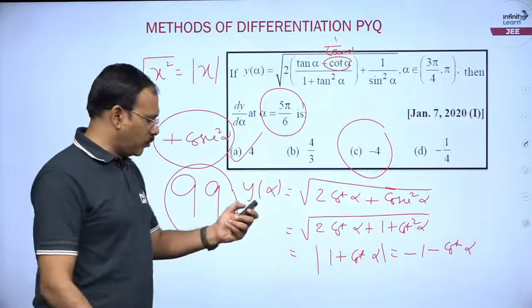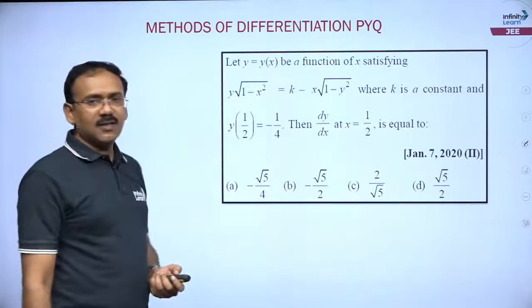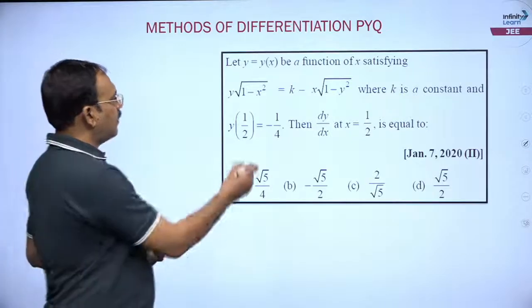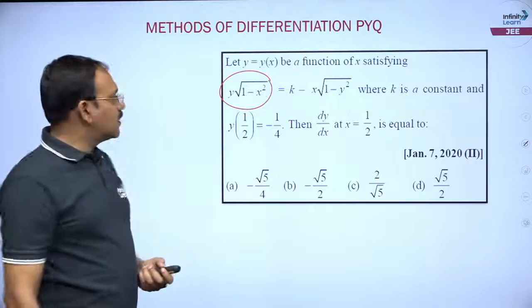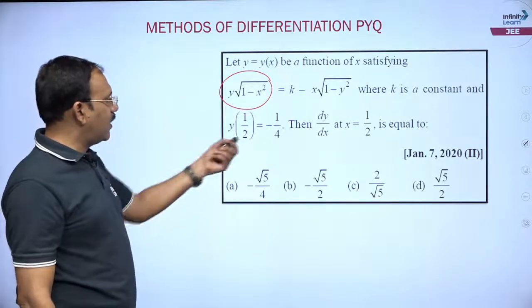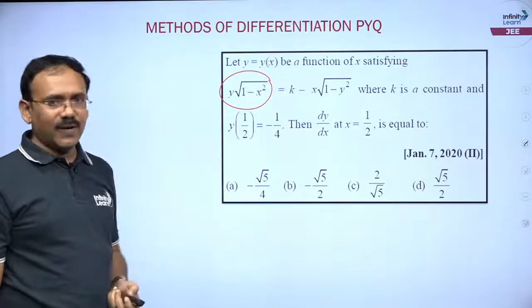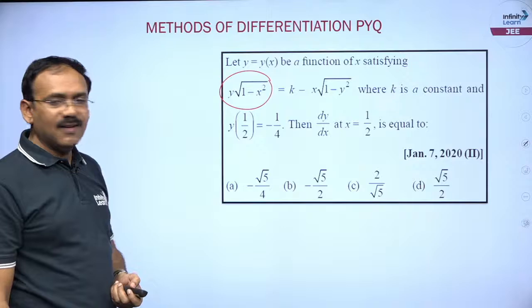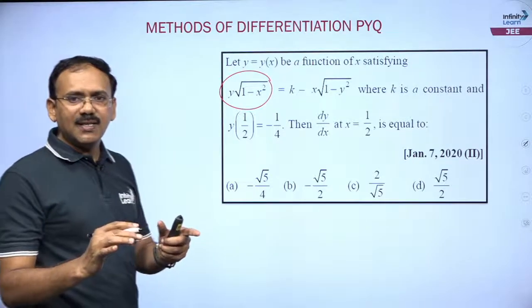Fine, anyhow, no problem. The next question, you see this question. It is given y into root of 1 minus x square, where k is constant, y of 1 by 2 is minus 1 by 4. I want to find dy by dx at x is equal to 1 by 2. Simple, you can do this. I think by this time you are getting the idea, right.